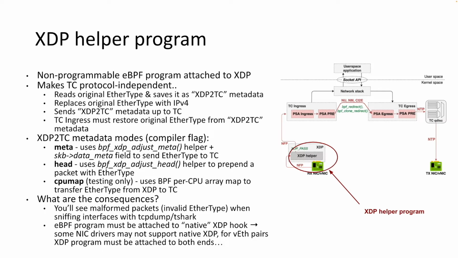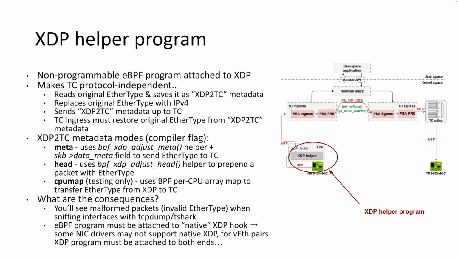However, we have found out that some NIC drivers do not support this BPF helper. Therefore, as an alternative, we provide a second mode, called head mode, which prepends a packet with an original Ether type by using BPF XDP adjust head. So in this mode, the original Ether type is carried inside the data packet.